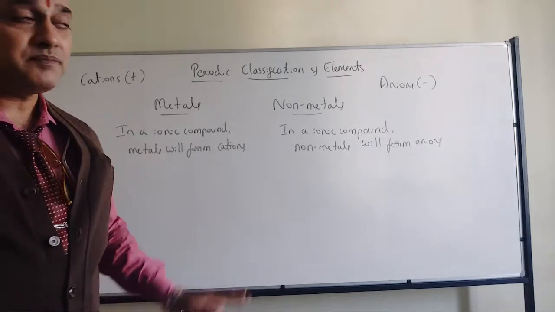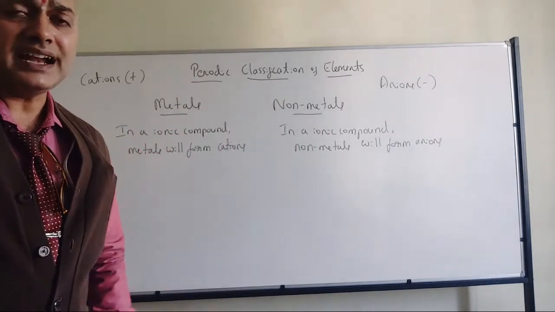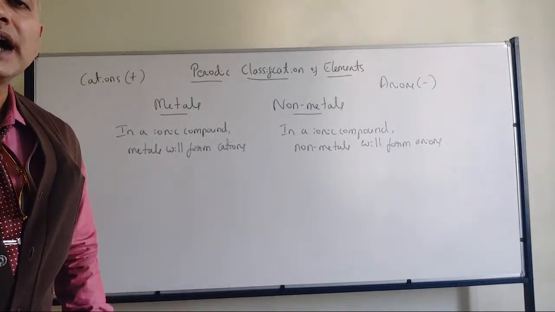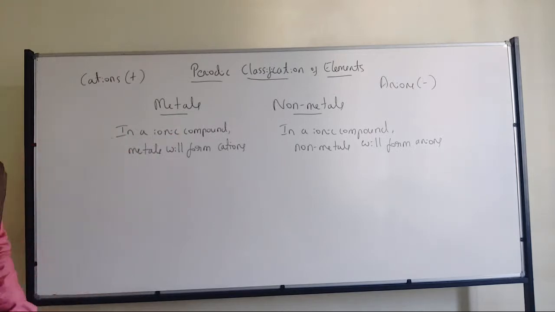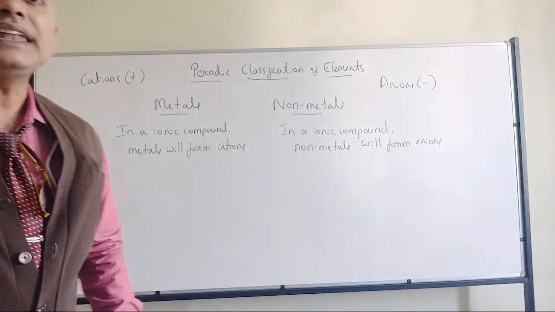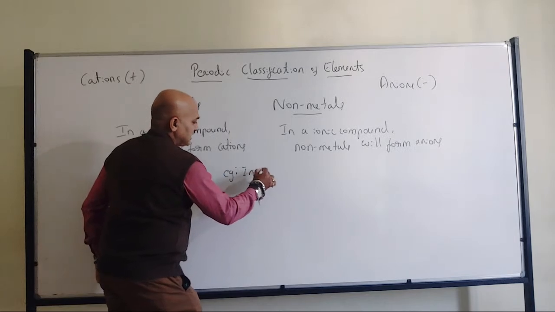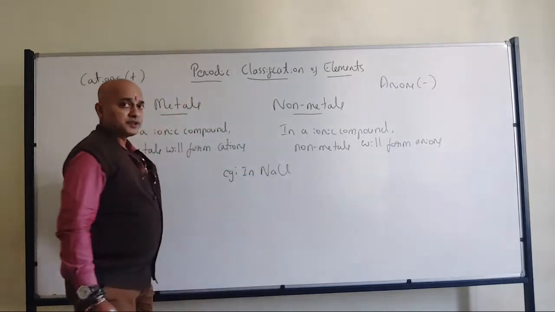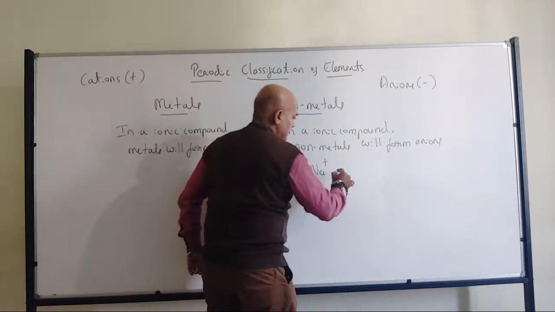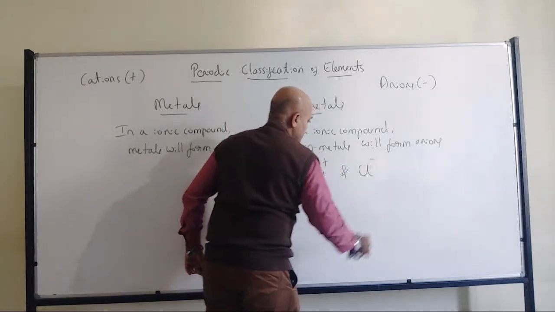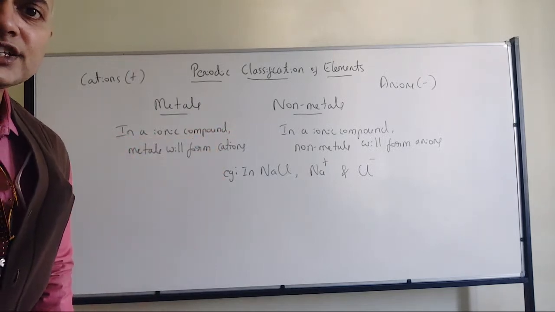Yesterday we have discussed, right? Extreme left hand side like alkali metal, when it's going to react with extremely right hand side, that is halogens, they will form ionic compound. So that one I am talking about. In ionic compound, metals will form cations and non-metals will form anions. Say for example, to understand this statement, NaCl is an ionic compound. Now we have sodium, an alkali metal, which will be Na plus, and halogen Cl minus. So Cl is non-metal, which is negatively charged.